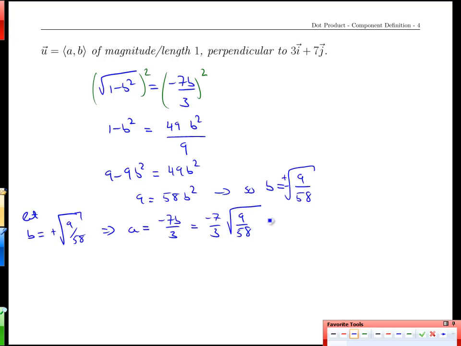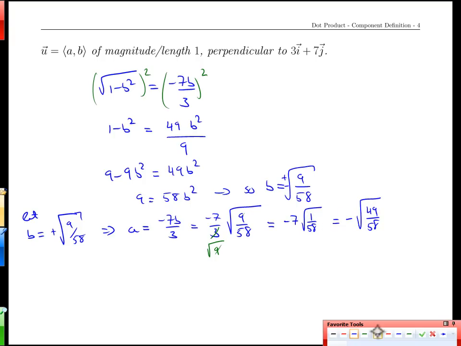Depends how you want to look at that, but we can think of this as the square root of 9. 3 is the square root of 9, and so these two will cancel. And so we'll get minus 7 times the 1 over root 58. If you like, you could write that as minus 49 over 58, bringing the 7 inside the square root, we square it. Either one of these is fine.